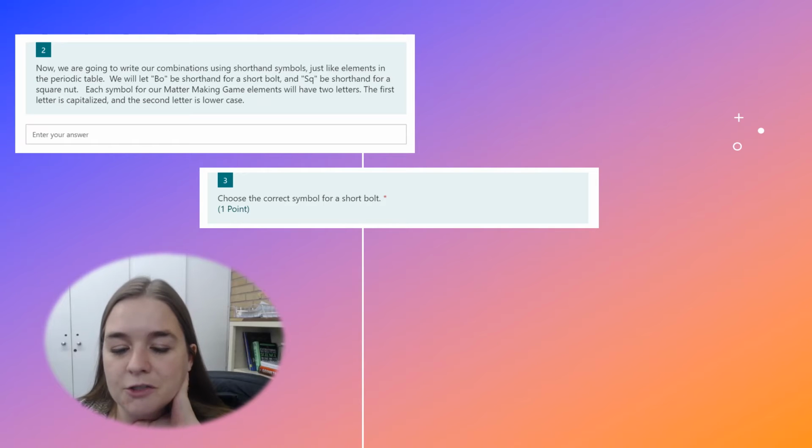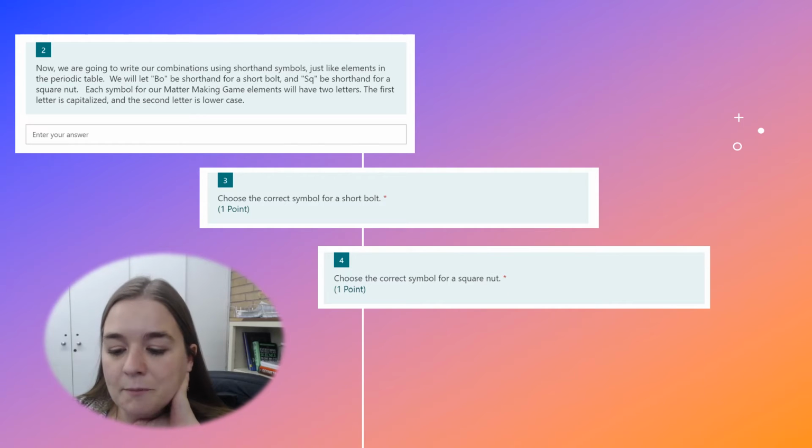So in question 3, you need to look through those multiple choice options and find the correct symbol for a short bolt. You can go back and reread the paragraph in number 2 if you forgot. Same thing for number 4. You're going to choose the correct symbol for a square nut.